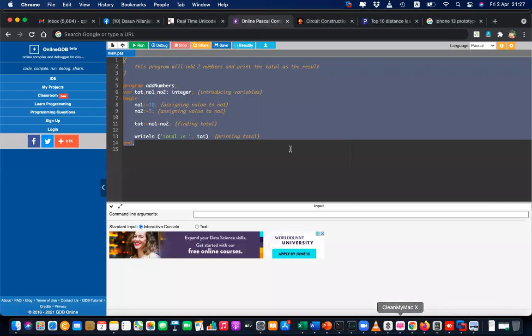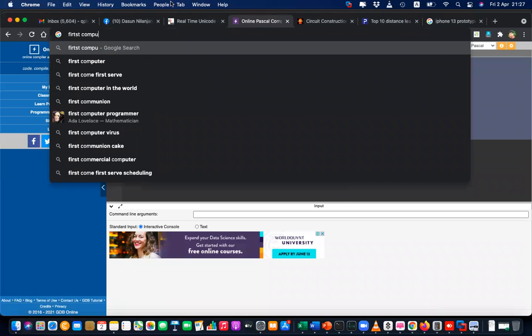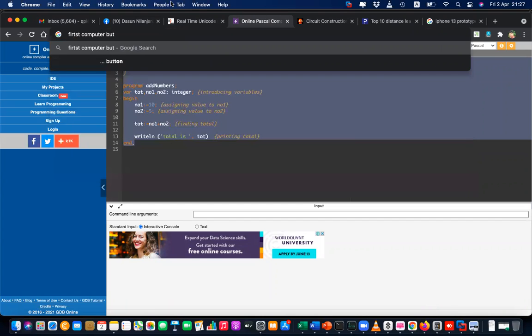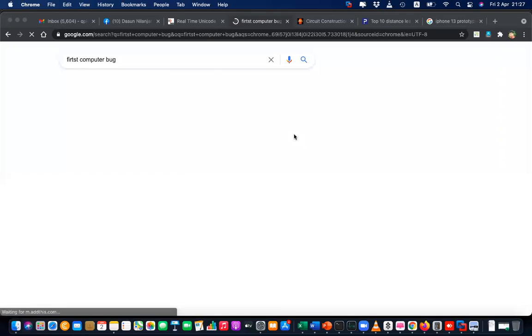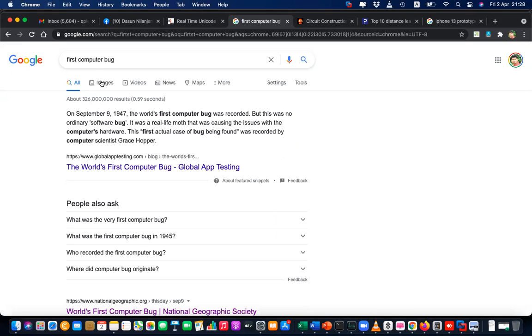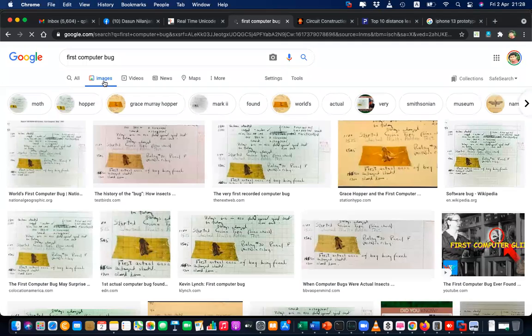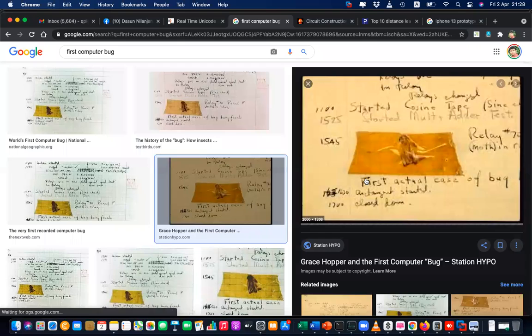So let me remind you of a small story. This is what the internet says about the first computer bug. The first computer bug was found on September 9, 1947, just after the World War, I think. So this is what they found as the first computer bug. It's an insect.